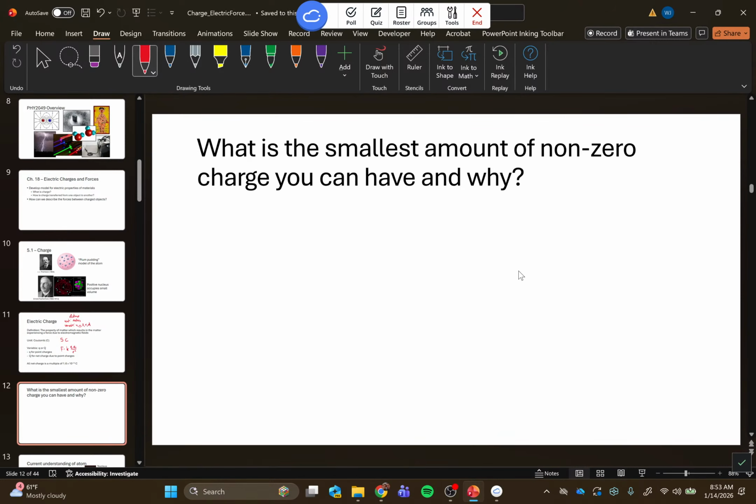What is the smallest amount of charge you can have? 1.6 times 10 to the minus 19. Why? What fundamental objects have charge? Protons and electrons. And this is again going to be one of those asterisks. That is the smallest unit of charge that you can have, with an asterisk. Something you may not have learned in your chemistry classes. Again, you're always learning.